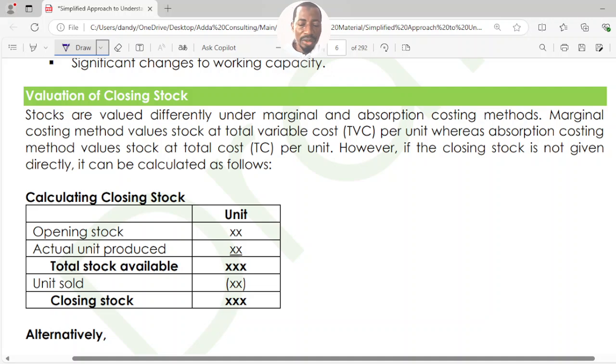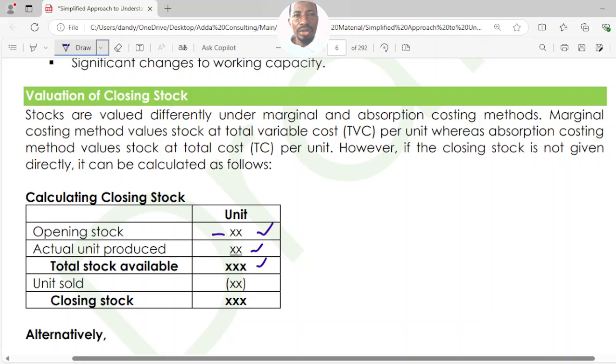To get the closing stock in units first, I go to the question: am I given opening stock? If I am given opening stock in units, I post it there. If I am not given opening stock, just put a dash. Then I go back to the question: what is the actual unit produced for that period? I add the actual units produced to it, and that will give me the total stock available.